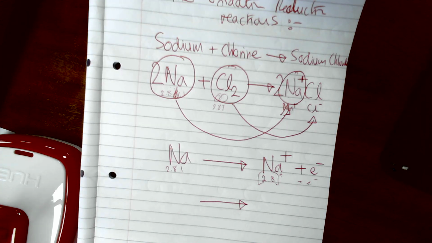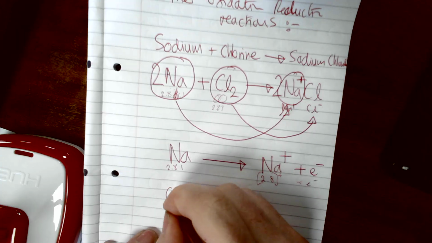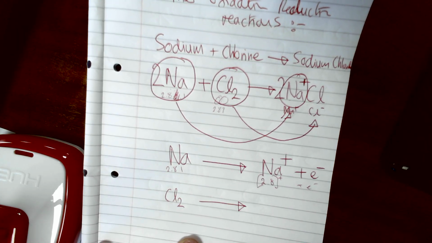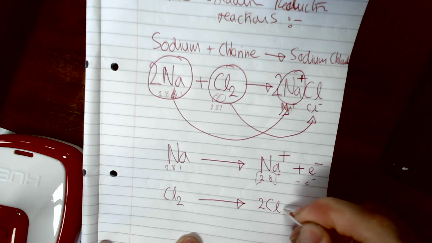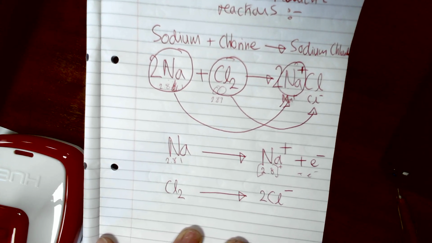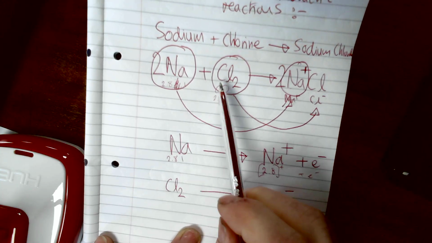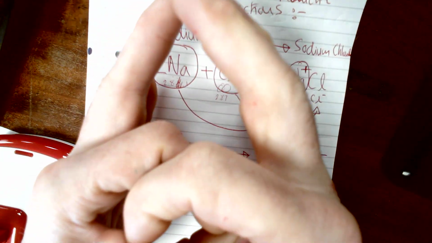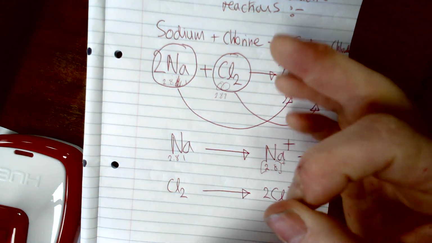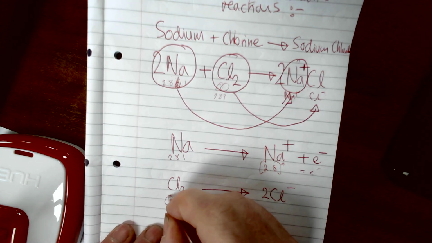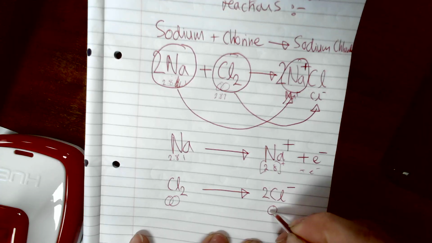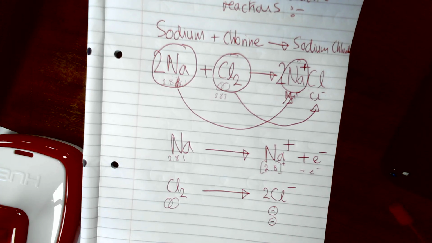The story of chlorine is slightly more complicated because what we've got at the start is Cl2, chlorine gas. And at the end, it becomes 2 Cl minuses. There's chlorine gas, Cl2, going around in pairs like this, and it becomes Cl minus. Each one of those becomes a Cl minus. If you want a little picture of it, there's chlorine gas, and at the end it becomes Cl minus, Cl minus.